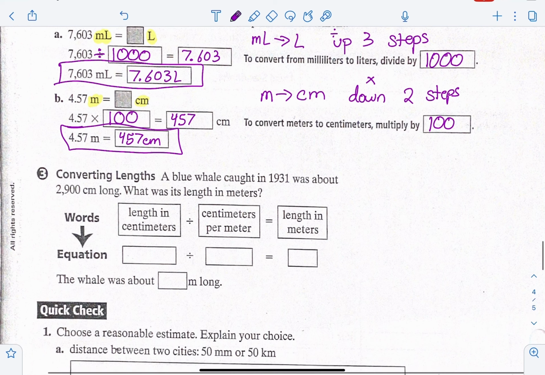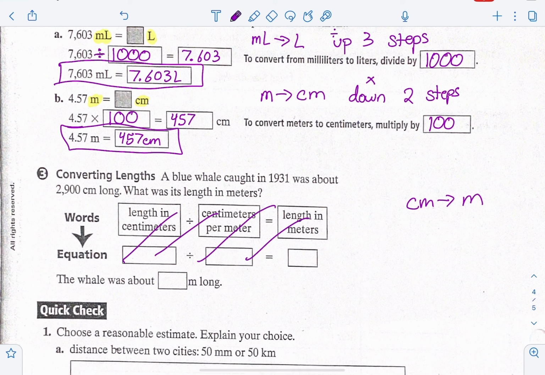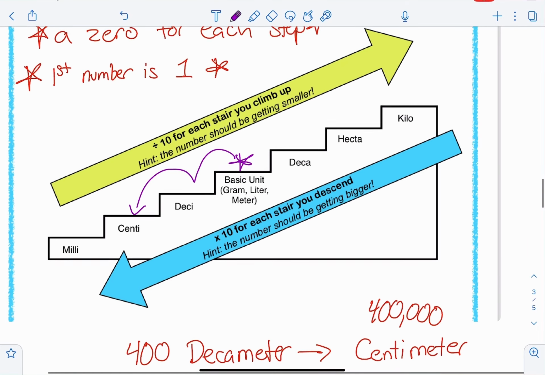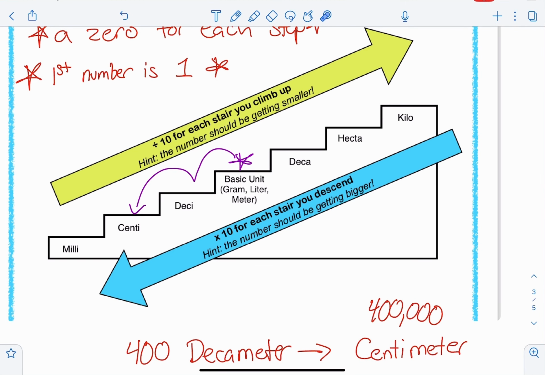All right, so the next example. A blue whale caught in 1931 was about 2,900 centimeters long. What's its length in meters? So we're going centimeters to meters. Okay, I don't like how they set this up, so we're going to do it over here. So we have 2,900 centimeters, and we're going from centimeters to meters.